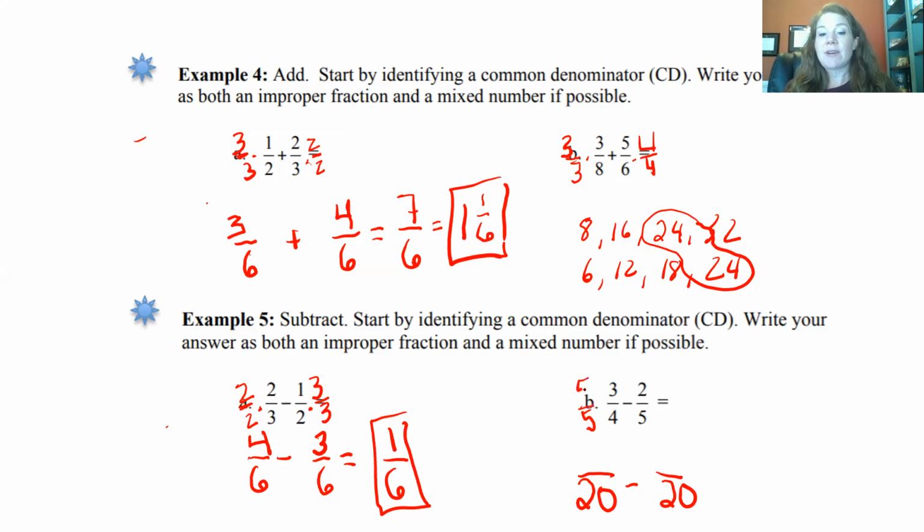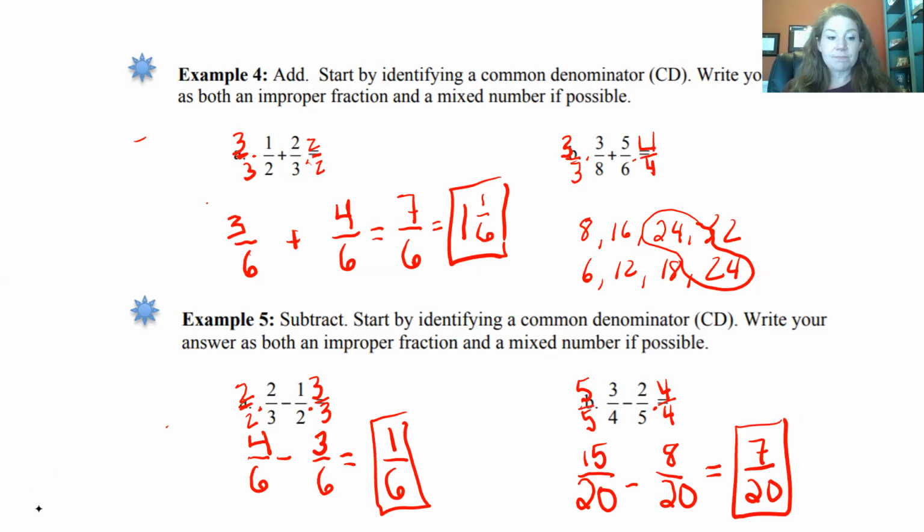So 3 times 5 is 15. 5 times 4 is 20. So 2 times 4 is 8. Our denominator stays at 20, and 15 minus 8 is 7. And that's our answer.